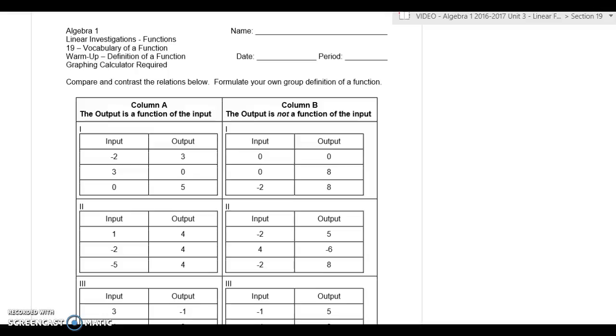In this section, we're exploring functions. Specifically, we want to know, is a relation a function? So we're going to develop a definition to determine that. And then we're going to look at the domain and the range of relations and functions.